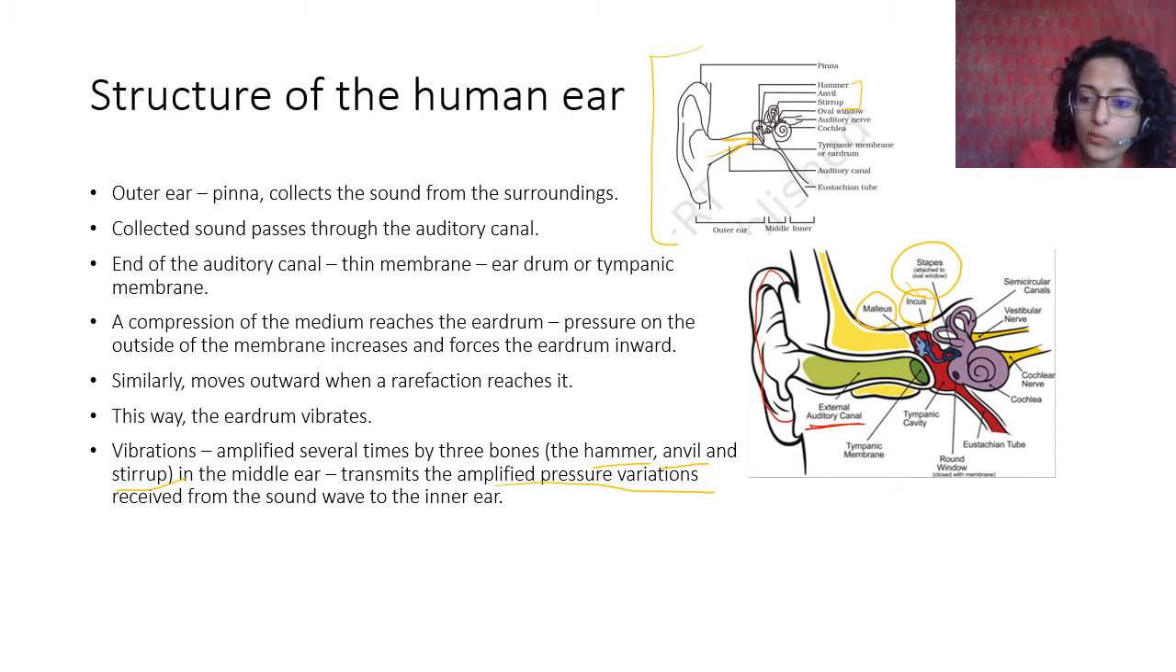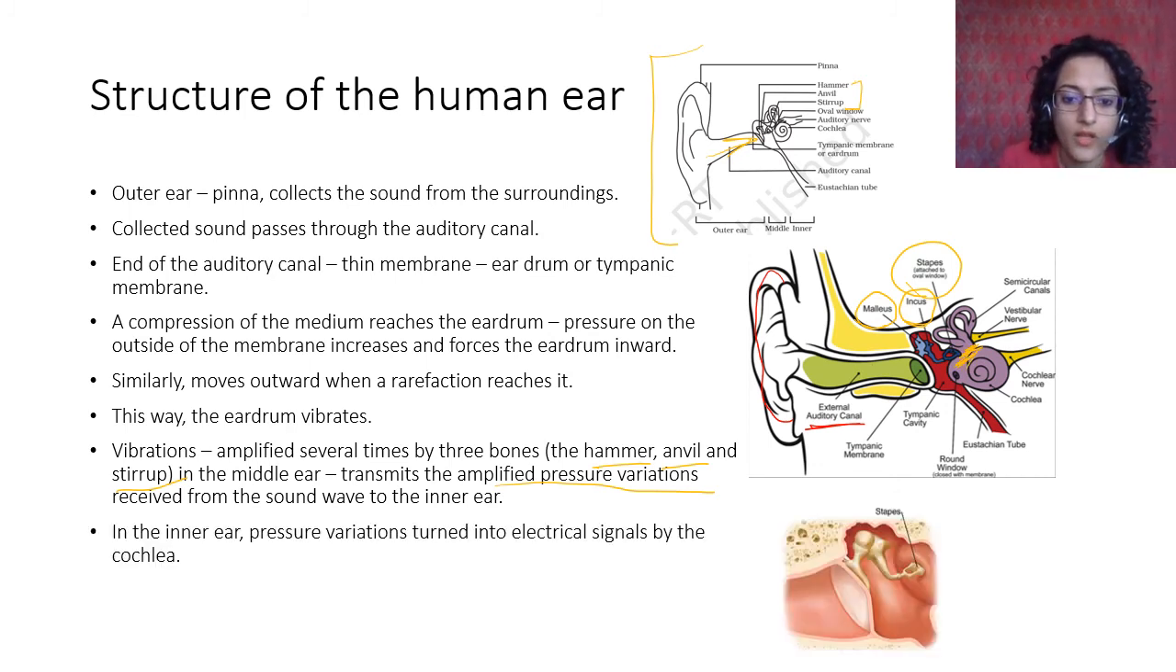What they do is they move according to the vibrations of the eardrum. They're attached to the eardrum or the tympanic membrane. They move according to it and then they transmit it to the inner ear. This is the inner ear here. Okay, the cochlea. In the inner ear, pressure variations are turned into electrical signals by the cochlea. Okay, this is the cochlea.